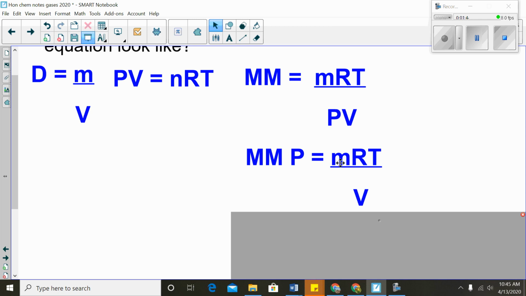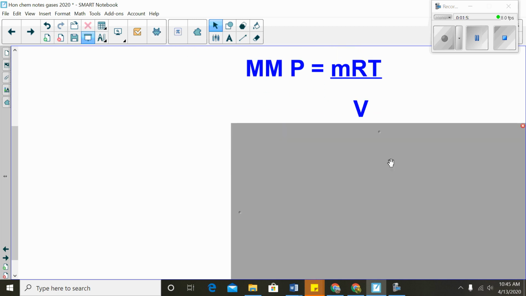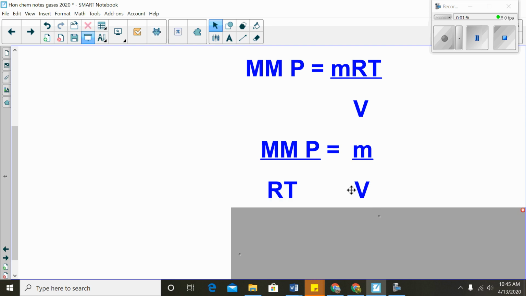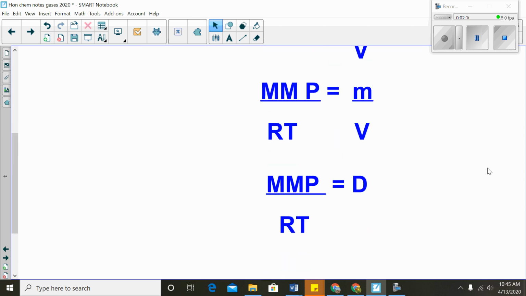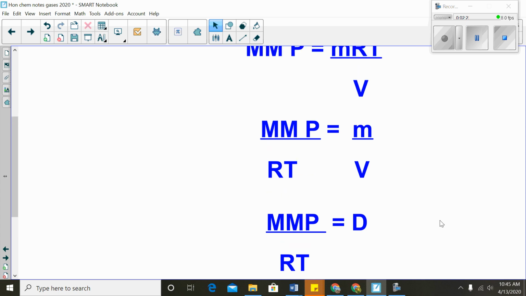In order to get M divided by V by itself, I need to get rid of RT. So to get rid of RT, I will need to divide on each side. So it looks like this. Molar mass, MM times P over RT is now equal to M over V. And what is M over V? That is density. So this is how you rearrange to solve for density. Density equals molar mass times pressure over the gas constant times temperature. Now let's practice an example problem with density and see how to solve this.